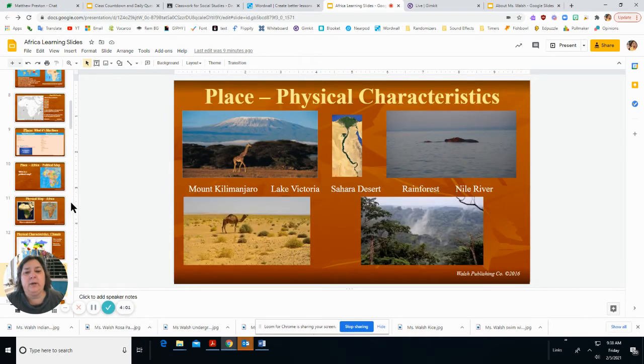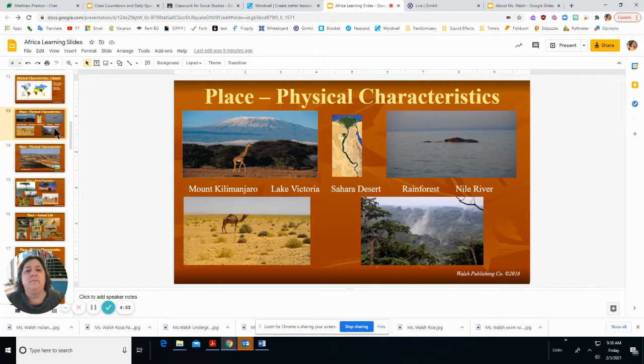So let's go to our next slide. Physical characteristics. We have Mount Kilimanjaro, as we saw in the map, and here's a picture of Mount Kilimanjaro.